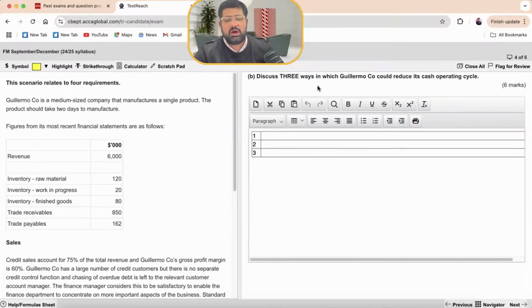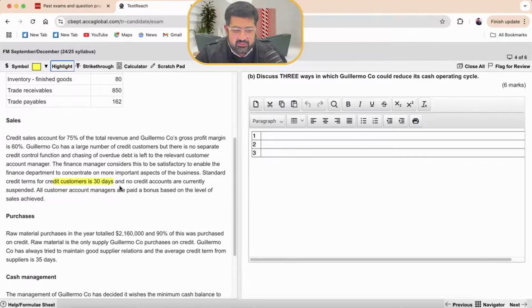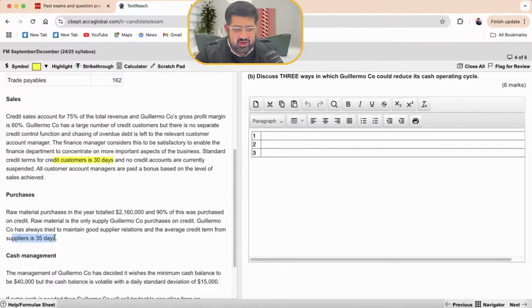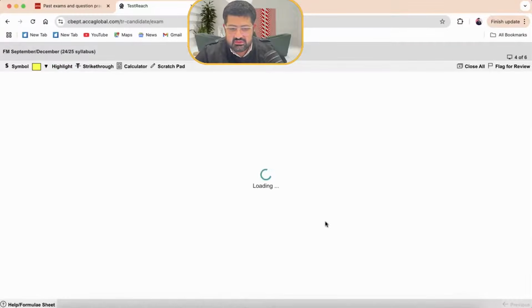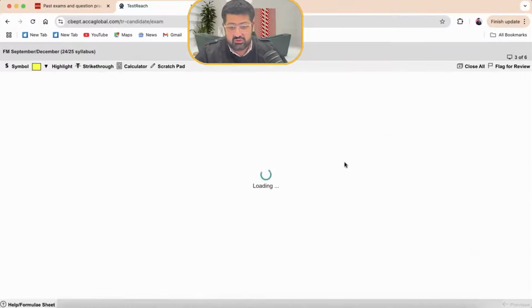The next requirement is discuss why the 3 ways in which G company could reduce its cash operating cycle. And you see here very important points which we highlighted, that credit terms for customers are 30. Okay, and payable terms are 35. So are they utilizing it? No, you see here receivable days are 68 and people are utilizing 30. So two things they can do immediately.